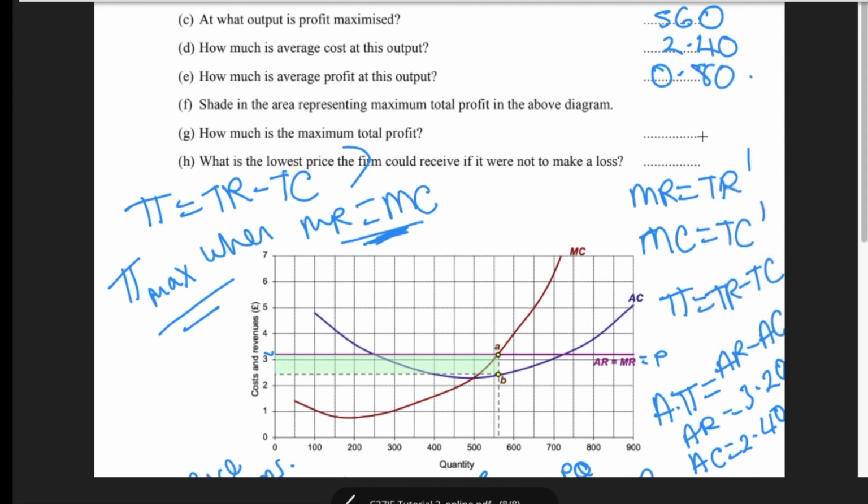Okay, so F, shade in the area representing maximum total profit in the above diagram. So it's already given to you, so I have kind of given the game away here. But have a little think to yourself as to why this is the profit. Have a think to yourself about, well, how do I figure out total revenue? Well, total revenue is price times quantity.